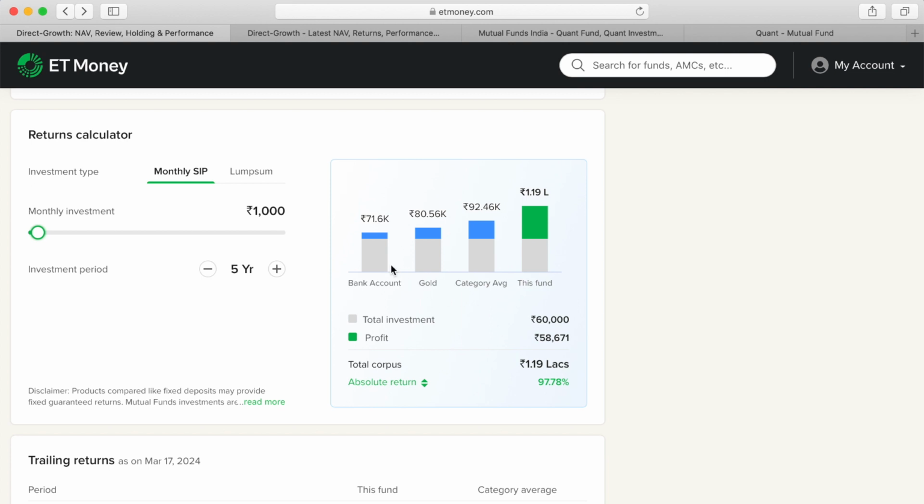So you can clearly see this graph indicates that this fund has given more return compared to keeping the money in the bank or getting invested in the gold or its category average. So it has outperformed all these three instruments and the gain of this mutual fund is really higher.